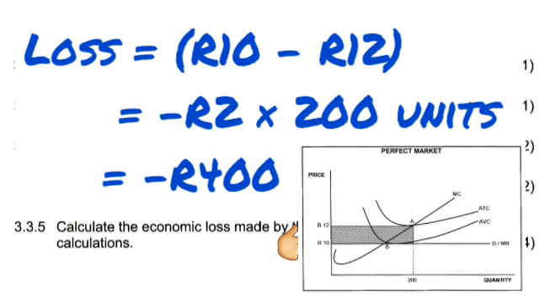Then I'm going to multiply that with the units. The units is basically the quantity. I got it on the x-axis of our graph there. And so when I multiply -2 with 200 units, that's going to give me a total loss of -400 as my loss.